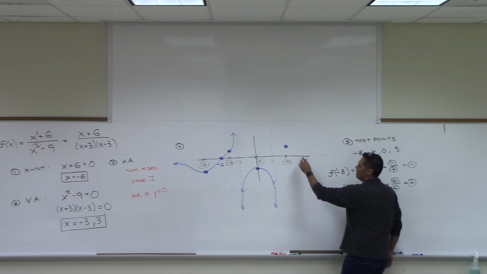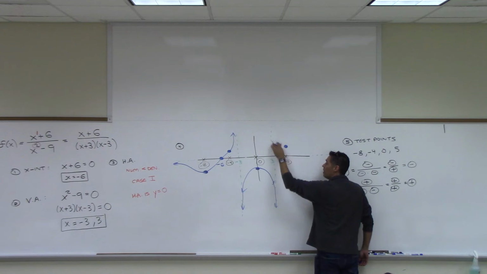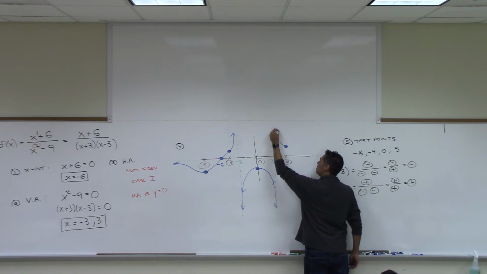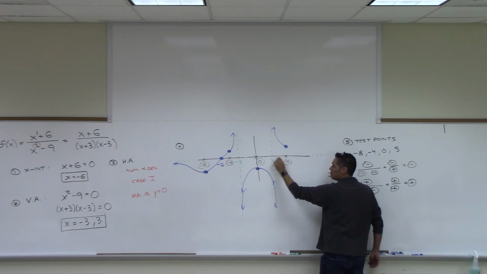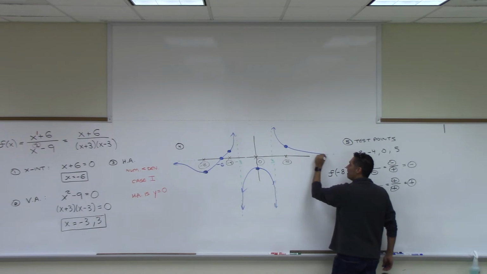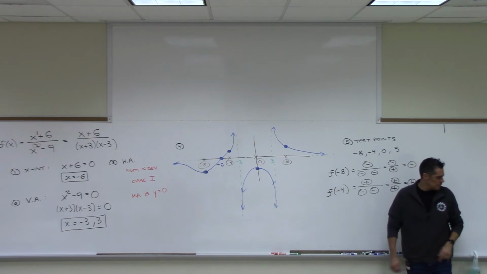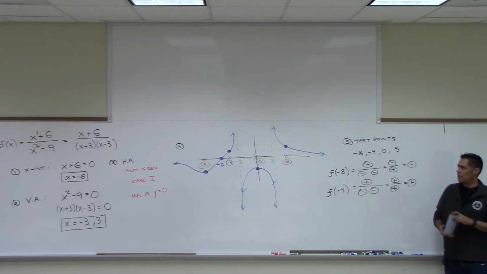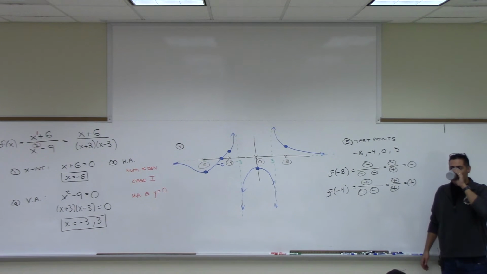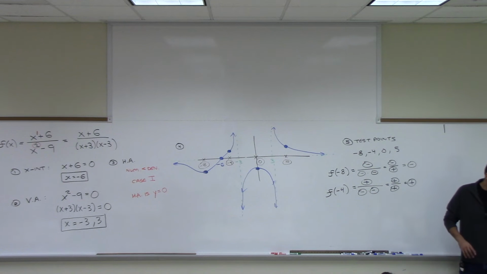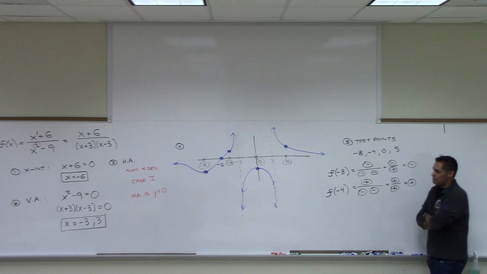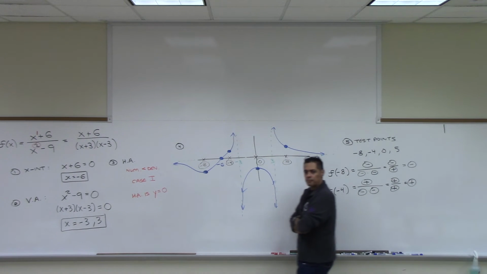And then on this side, to the left, I've got my vertical, forces me up, right? Can't go down, can't cross the x-axis. And then here I flatten out. There it is. Any questions?